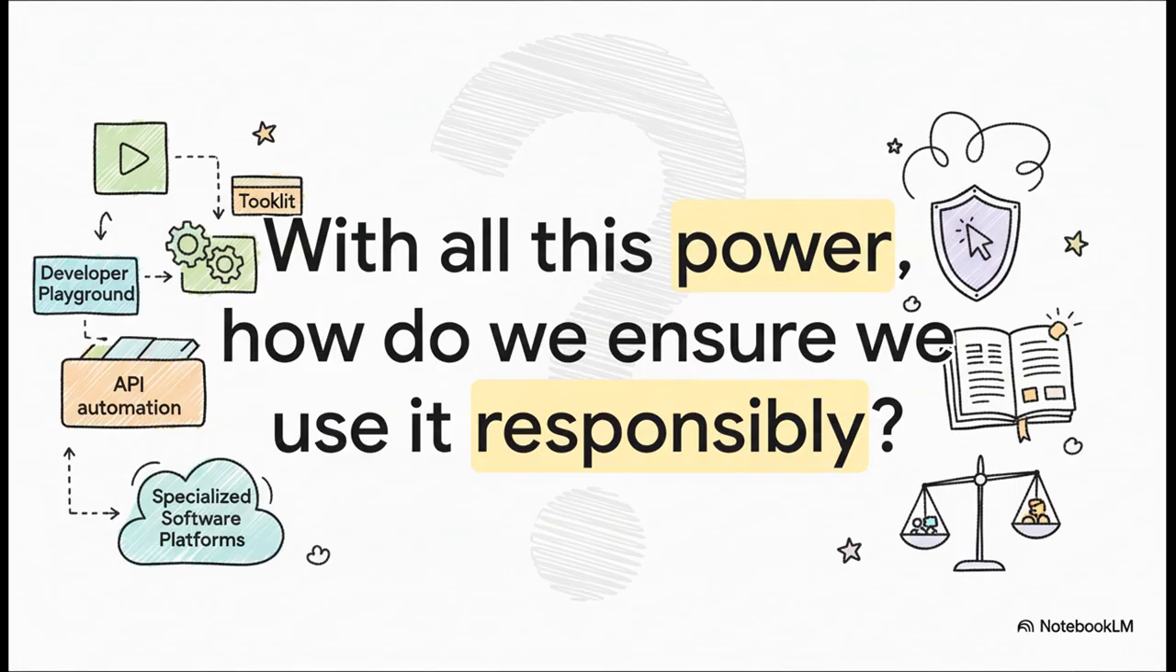But this level of control and automation also brings up some new questions, doesn't it? With the power to generate content at scale, to create photorealistic images, and to automate really complex communication, how do we make sure we're building things that are helpful and fair and responsible? That is a huge question, and it's one we're going to need to tackle next.